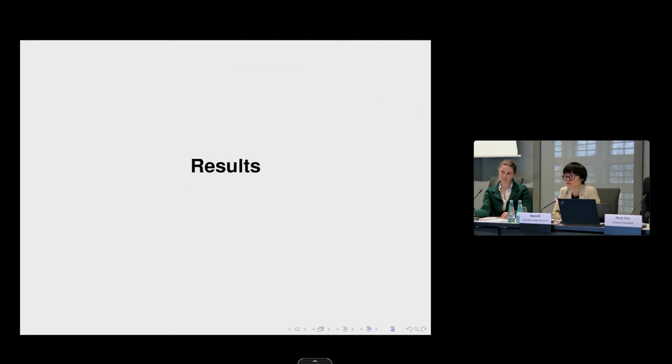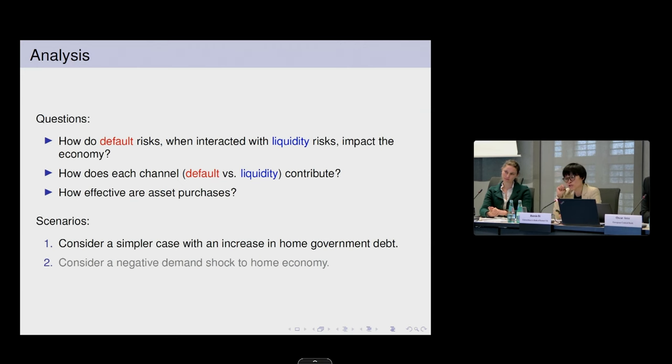All right, let me go to the results here. The question we're interested in is how default risk, when interacting with liquidity risk, impacts the economy. How does each channel contribute to that impact? And also how effective is asset purchase? So we're going to start with a simpler case, where there is an increase in government debt, and therefore the default probability goes up, and explain the transmission mechanism. And then I'm going to show you a case where a negative demand shock leads to increased government debt. So it's one step further, but the underlying transmission mechanism flows through the same way as in the simpler case here.